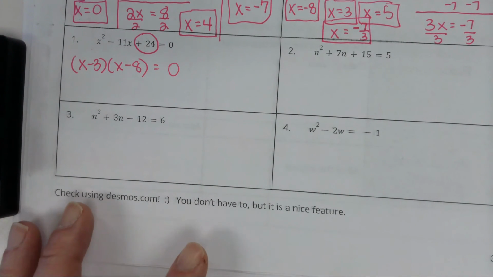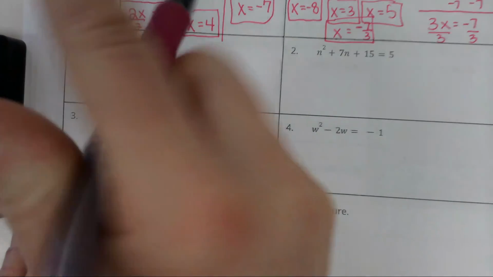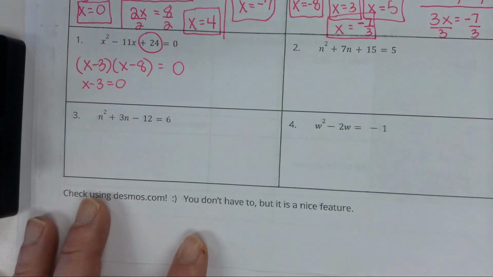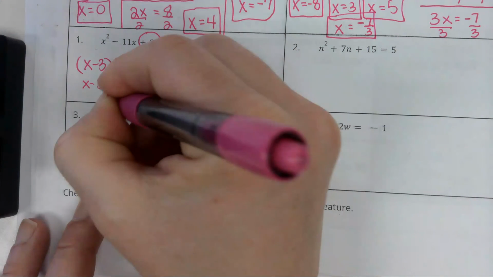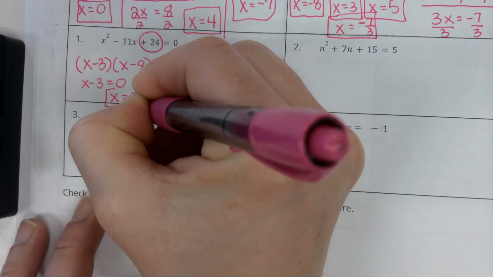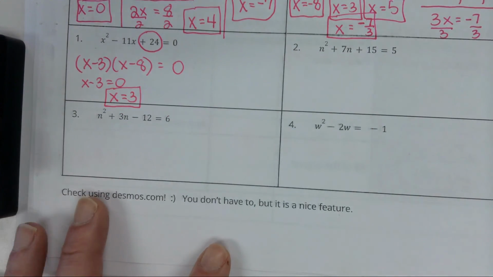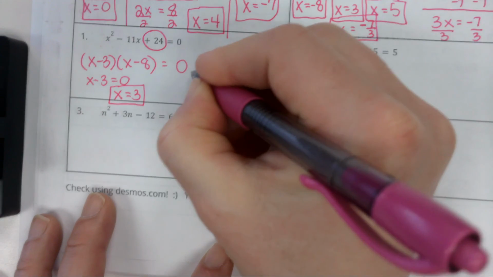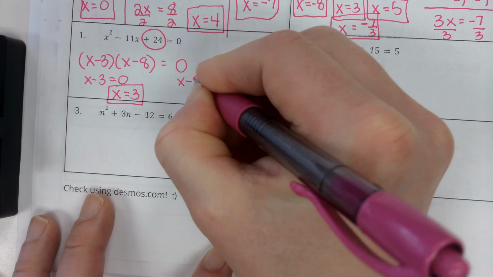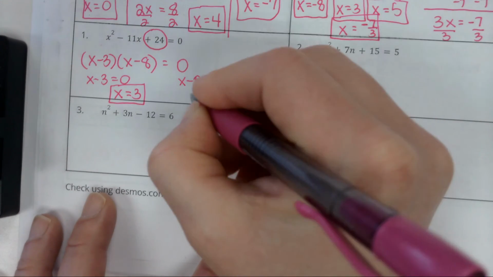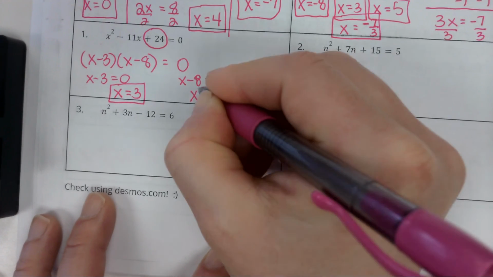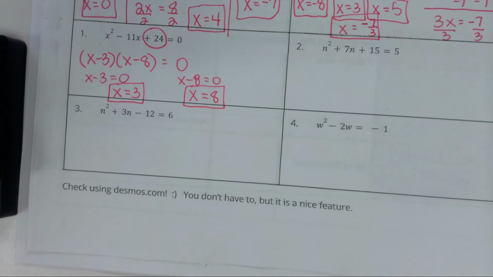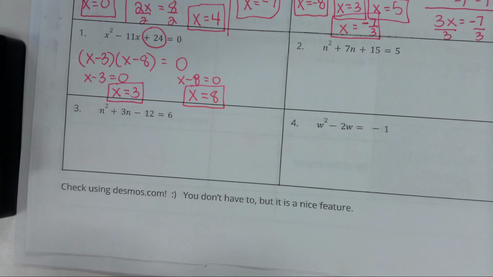Now do what you were just doing. So if x minus 3 equals 0, what would x have to be? Add 3. Add 3, x equals 3. Put a box around that, because there's a lot of work. I'm going to box my answers. X minus 8 equals 0. You're going to add 8 to both sides. X equals 8. Oh, yeah, that makes sense. It isn't hard.